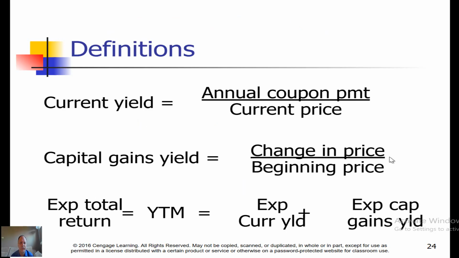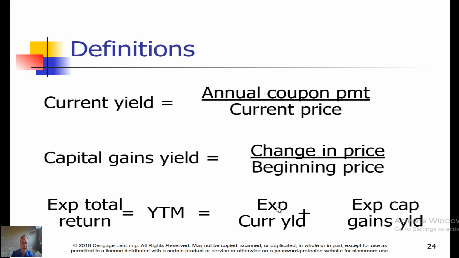More definitions. The current yield is the annual coupon payment over the current price. Since the current price can change, go up or down, the current yield can go up or down throughout the life of the bond. The capital gains yield will be the change in price in a given year over the beginning price of the year. So the yield to maturity is going to be the expected current yield plus the expected capital gains yield.